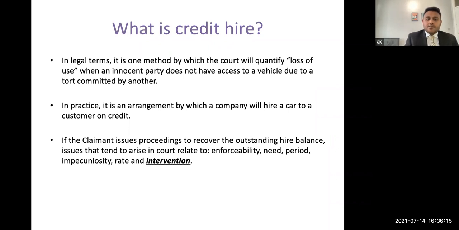Now, if the claimant issues proceedings to recover the outstanding hire balance, then the typical issues, which no doubt you will be aware of, that tend to arise, particularly once it goes to court, are those of enforceability, need, period, impecuniosity, and rate. And of course, the other main issue that does arise quite frequently is that of intervention, and it is a strong bone of contention in litigation, and that is what we will be focusing on today.